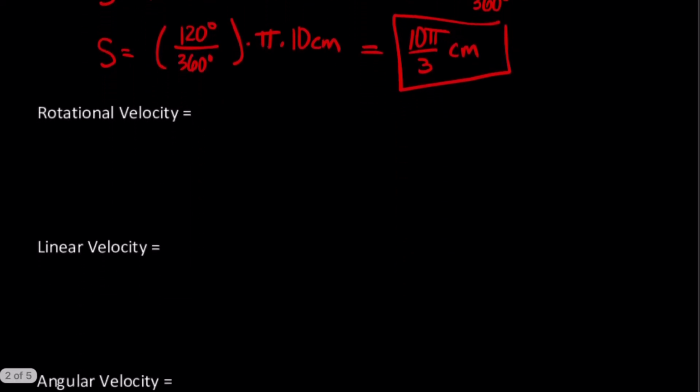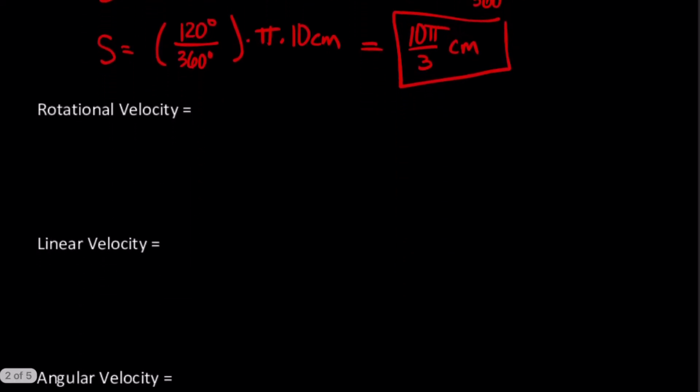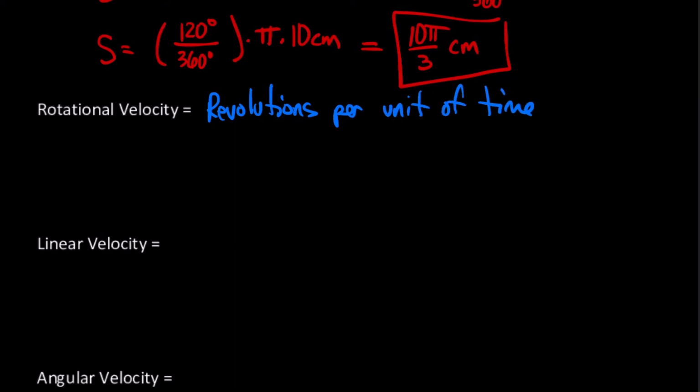All right, let's talk about velocities. Rotational velocity. This is something new that we haven't talked about in math before. You might have talked about this in physics. Rotational velocity is simply revolutions per unit of time. You can be talking about a tire, you can be talking about a car engine, a piston. The most common unit for rotational velocity is RPM, rotations per minute.